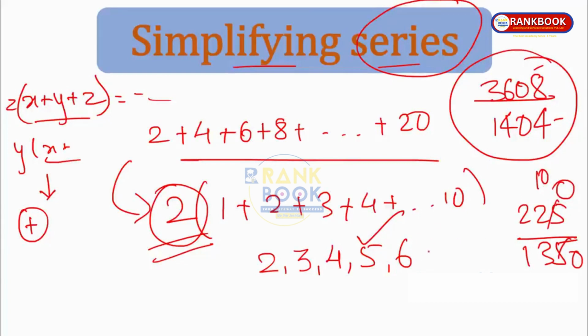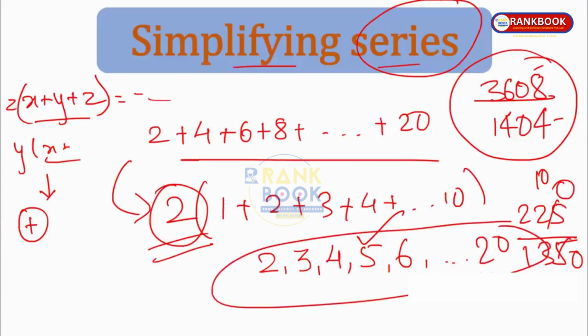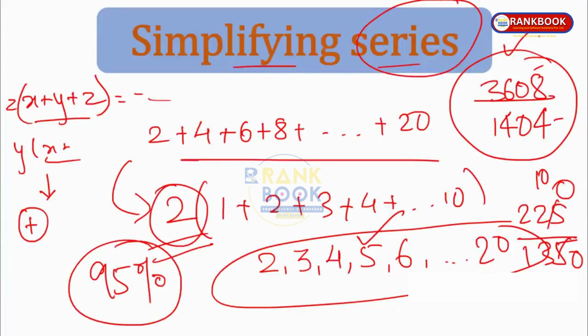So 2, 3, 4, 5, 6 up to 20. Minimum you should try dividing all the numbers up to 20. Almost 95% of the fractions which are there would get divided by numbers between 2 to 20. So remember this simplification technique also, where you just need to divide the fraction and simplify it so that it becomes very easy to calculate. So these are some type of tricks which we are going to use to solve further sums. But please remember the formulas, these tricks, right?